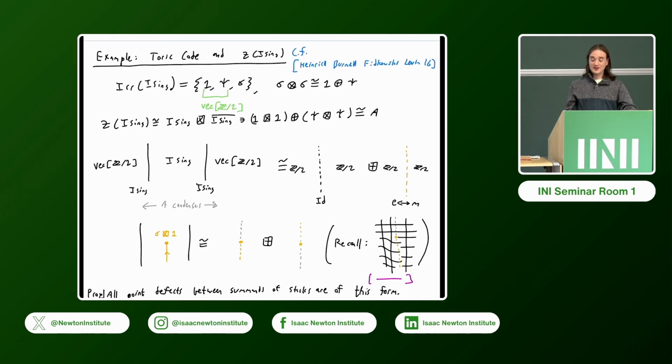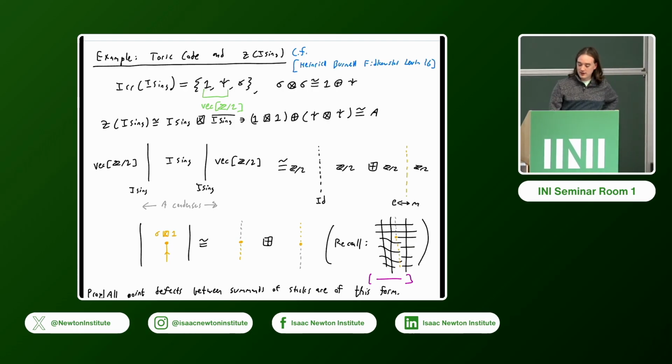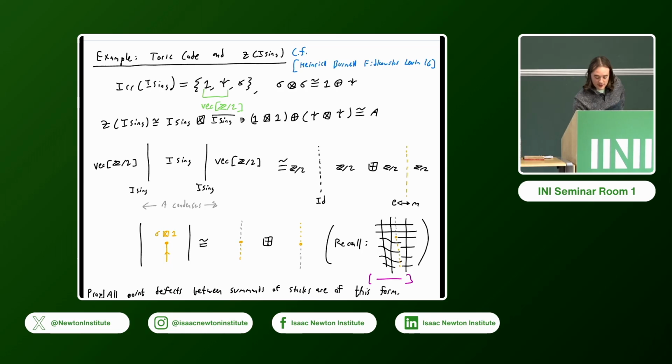So we just saw a lot of abstract theory. Let's get back to the Toric code, which maybe we understood, right? So earlier we saw that we have this interesting Ising fusion category, which included Vec Z mod 2 as a subcategory. And I'm just kind of giving you some reminders of the details of Ising.